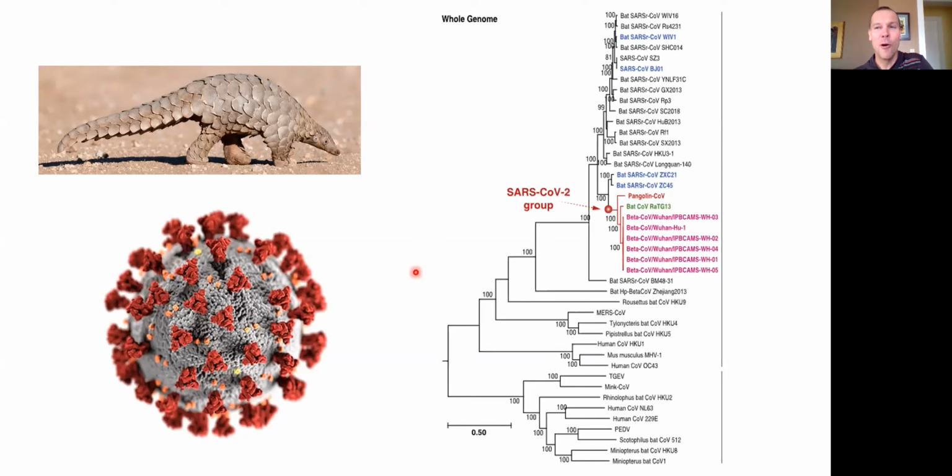Now, the real question is, where did that 4% come from? Now remember, the bat coronavirus, its spike protein doesn't fit into the ACE2 receptor. So the working model is, if you look at the part that seems to have come from pangolin, it's what encodes the spike protein. So the spike protein seems to have come from a pangolin, and the rest of it seems to have come from a bat. All right, let me stop sharing here.